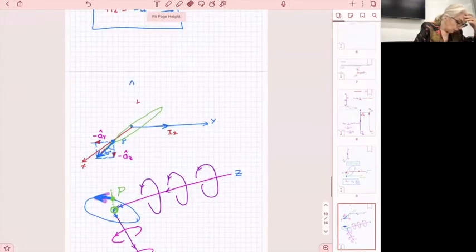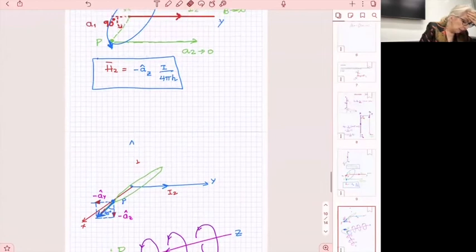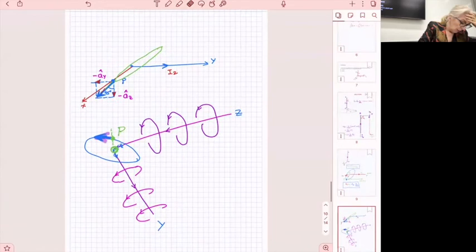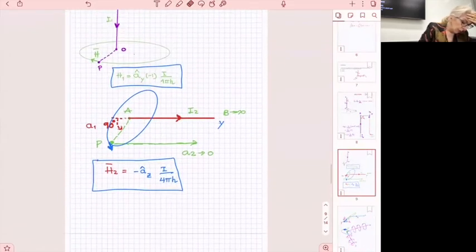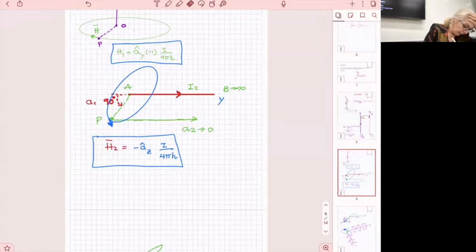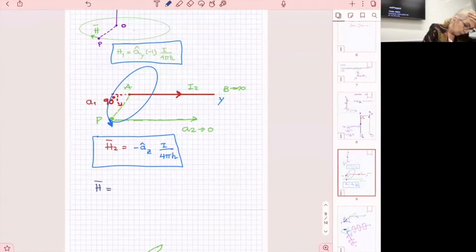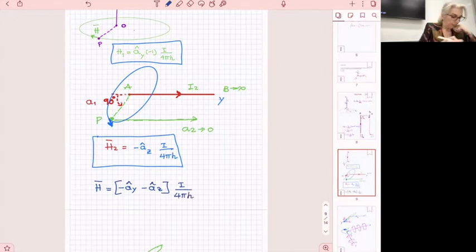Okay. So if you take these two, the total field H would be minus a_y minus a_z of I over 4 pi h. That is the field in Cartesian coordinates.